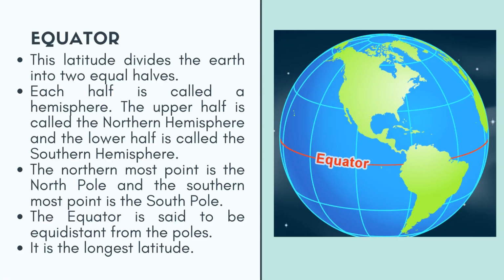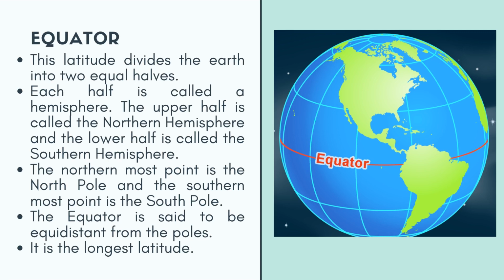As I mentioned earlier, the equator is an important line of latitude. It is also the longest latitude. The equator divides the Earth into 2 equal halves. Each half is called a hemisphere. The part that lies to the north of the equator is called the northern hemisphere, while the part that lies below the equator is referred to as the southern hemisphere.